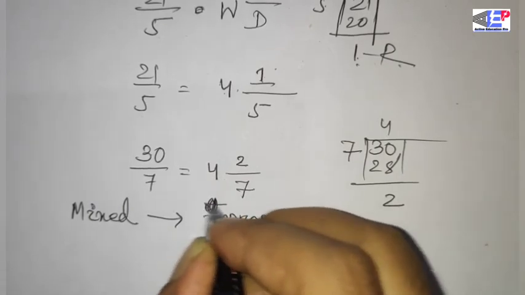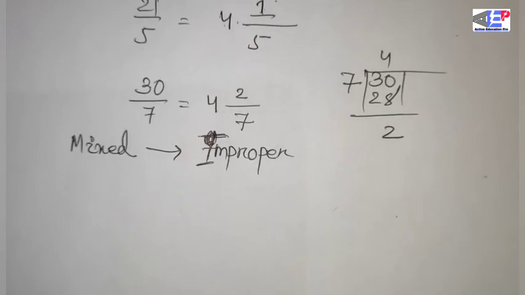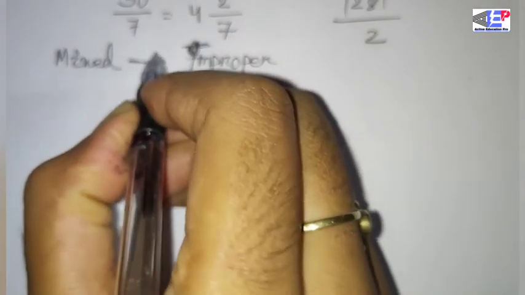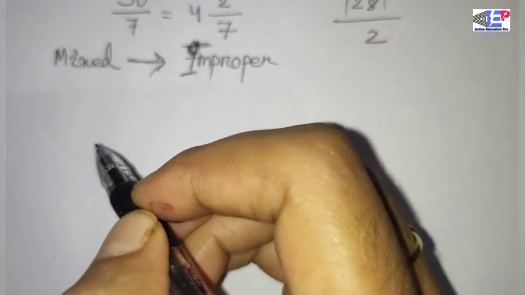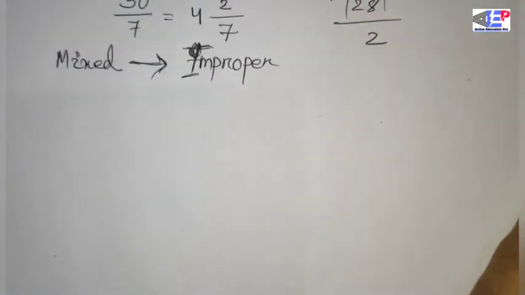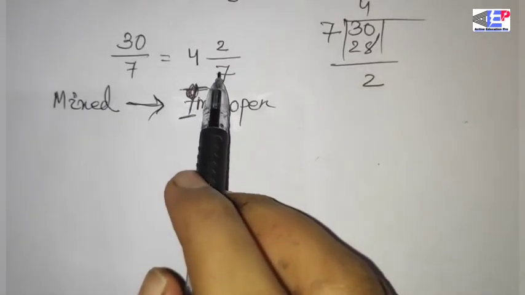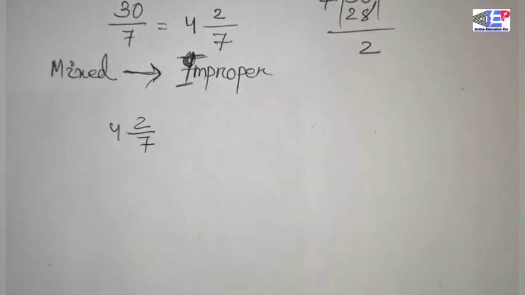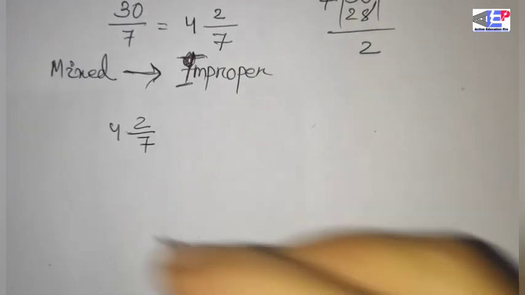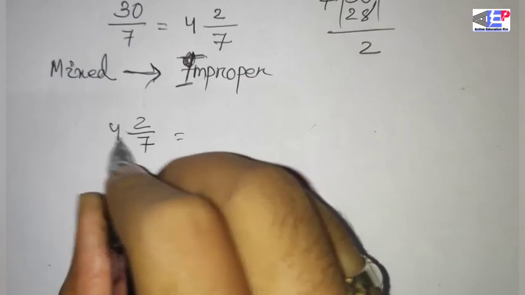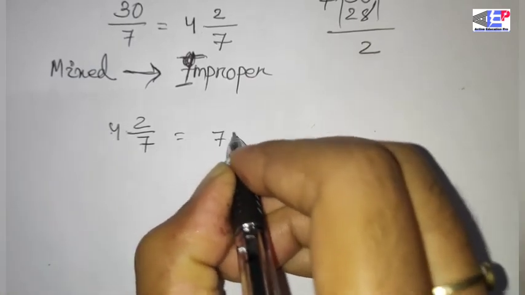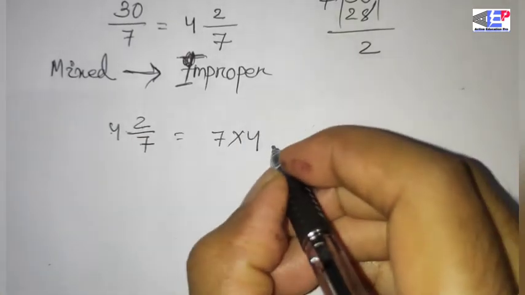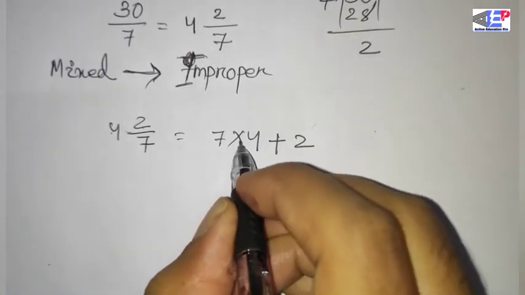This is an improper fraction. Mixed to improper fraction is the vice versa process. First I write the same example, 4 2/7. At the time of converting mixed to improper fraction, first multiply the denominator with the whole number part. So 7 into 4, and then add the numerator 2 to the result: 7 into 4 plus 2.